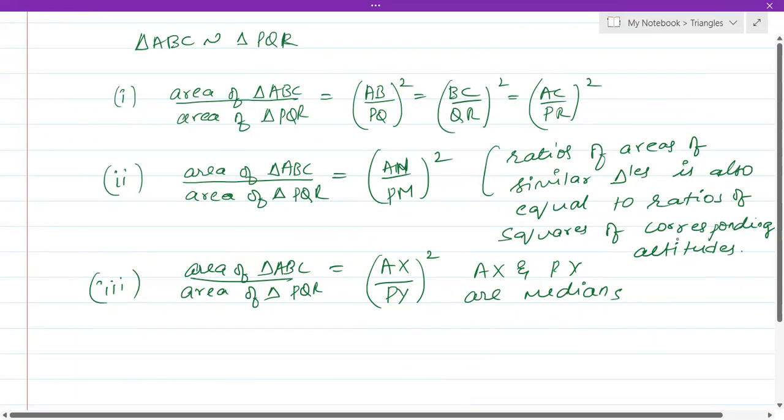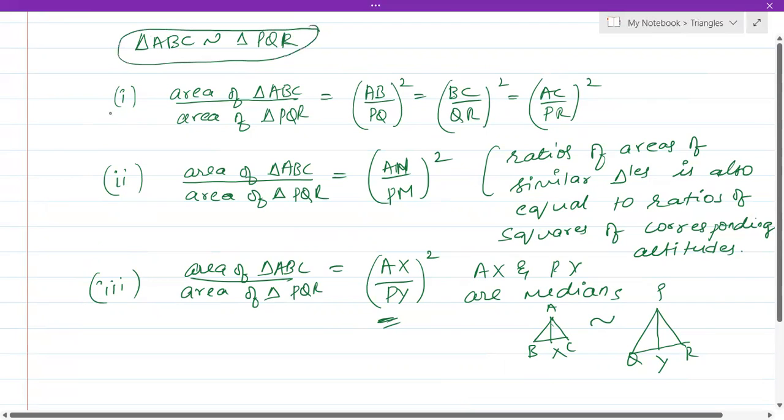One is corresponding sides, another is corresponding altitudes, another is corresponding medians. That is, if you have a triangle like this, let's say A, B, C, and another triangle P, Q, R. Let's say AX is a median, PY is a median. Then if these two triangles are similar, we can also write this condition, that is, AX by PY the whole square, where AX and PY are the medians of the triangles. Therefore, if triangles are similar, remember, we have three different results.